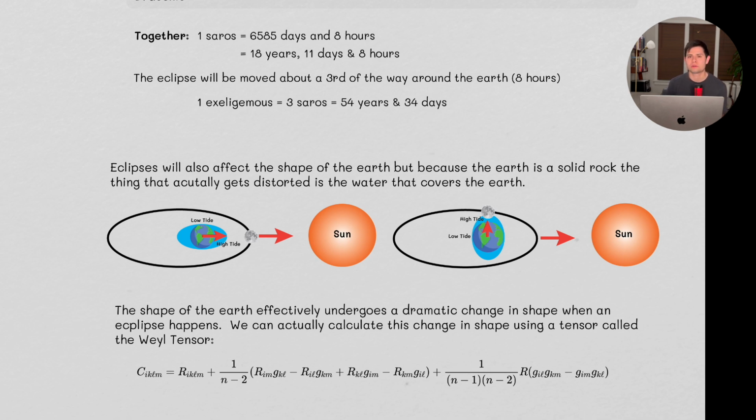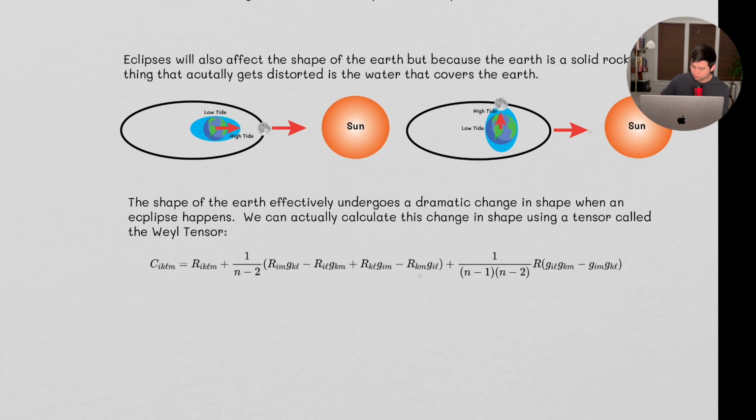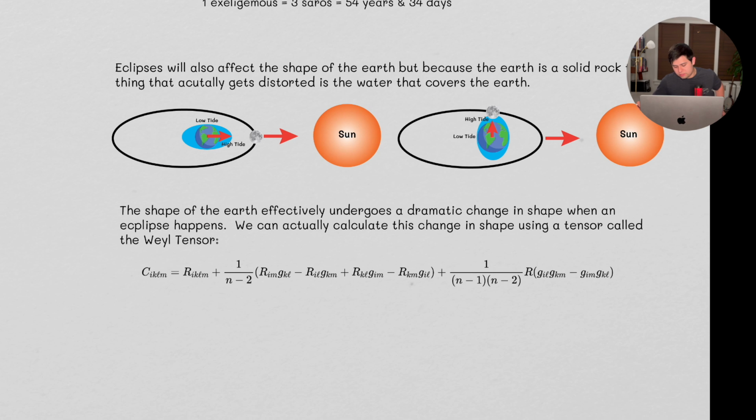Let's get a little bit more into some interesting GR behind this. So, eclipses will also affect the shape of the Earth, but because the Earth is a solid rock, the thing that actually gets distorted is the water that covers the Earth. So we're starting to get into tidal forces. This is quite interesting. So consider this illustration here.